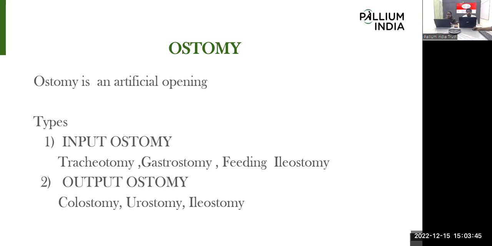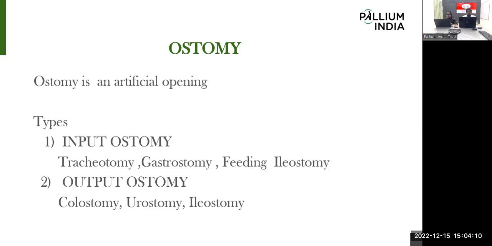Then permanent ostomy is also there. Permanent means due to the disease condition, on a permanent basis, we remove the part of that organ, we make an ostomy, and then for their whole lifespan the pathway goes through the ostomy only. That's the permanent ostomy. Mainly two types of ostomies are there, input ostomy and output ostomy.